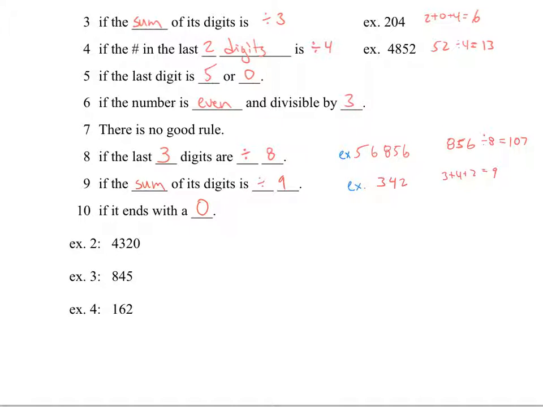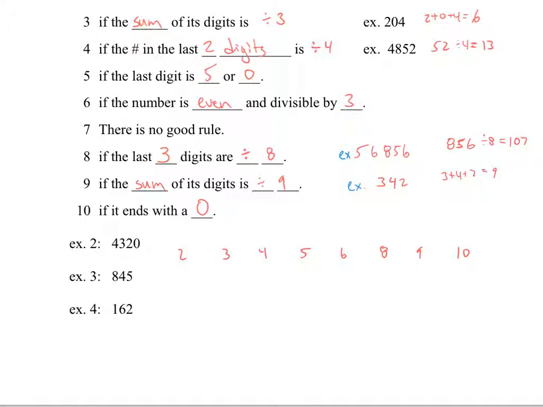Okay, let's try a couple here. So, this is what we're going to do. We're going to put the numbers here: 2, 3, 4, 5, 6. We're going to skip over 7 because I don't have a rule for that. 8, 9, and 10. We're going to cross them off if they don't work.